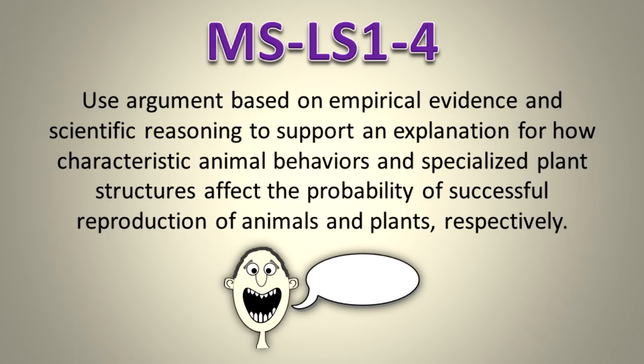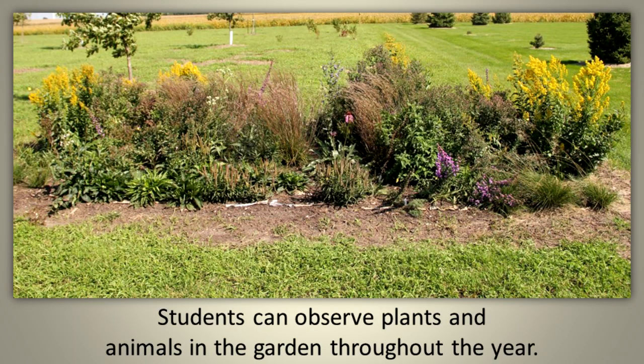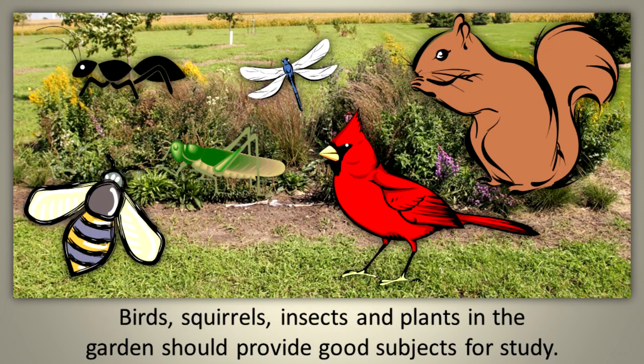MS-LS1-4. Use argument based on empirical evidence and scientific reasoning to support an explanation for how characteristic animal behaviors and specialized plant structures affect the probability of successful reproduction of animals and plants, respectively. Students can observe plants and animals in the garden throughout the year. Birds, squirrels, insects, and plants in the garden should provide good subjects for study.